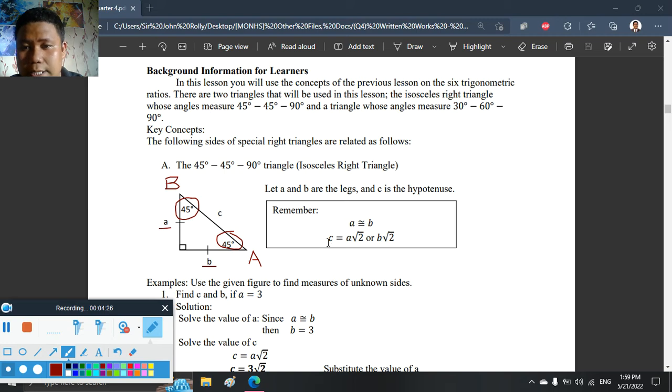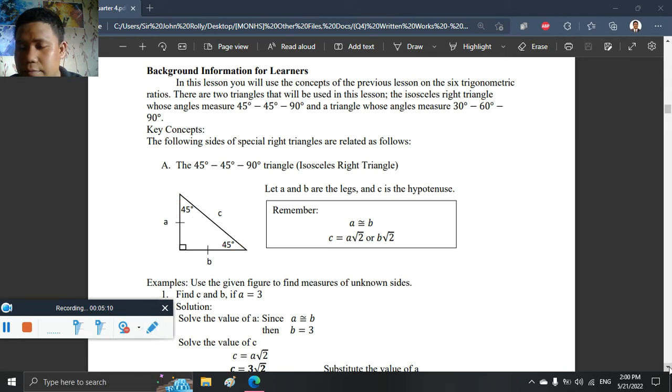Then, another one, C is equal to A the square root of 2, or B the square root of 2. So, ang sukod sa C, or ang measurement sa C, equals the measurement of A times the square root of 2, or ang sukod sa B times the square root of 2. Why A the square root of 2 or B the square root of 2? Because A is congruent to B. So, parehas ang A o B. Therefore, ang measurement sa C is equals A the square root of 2 or B the square root of 2. Okay?